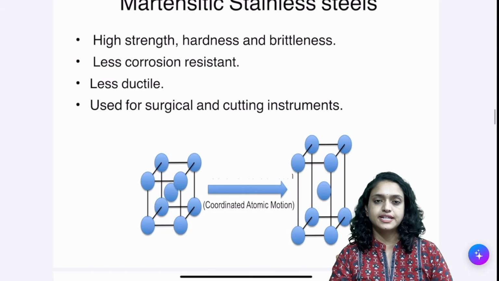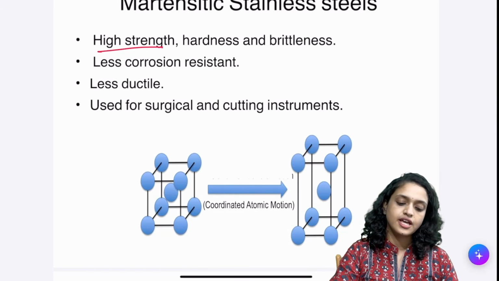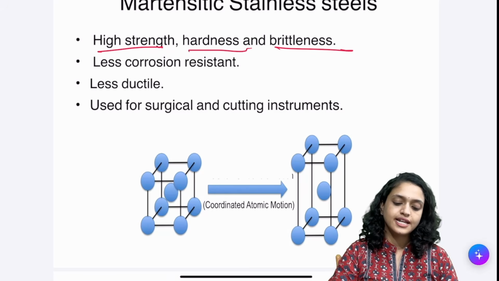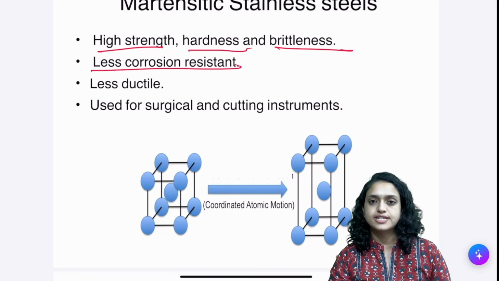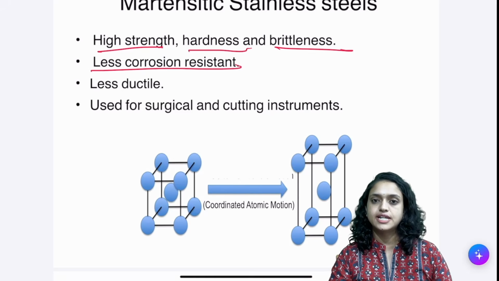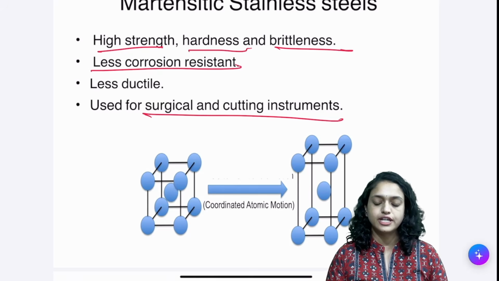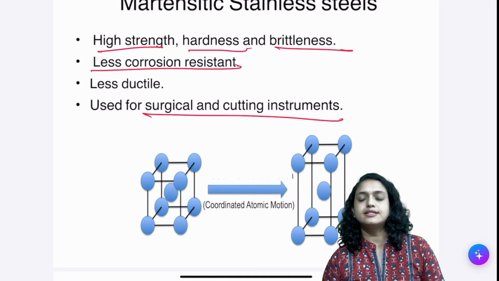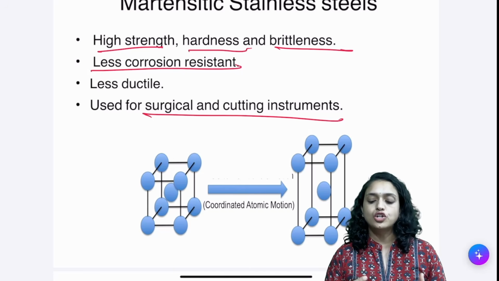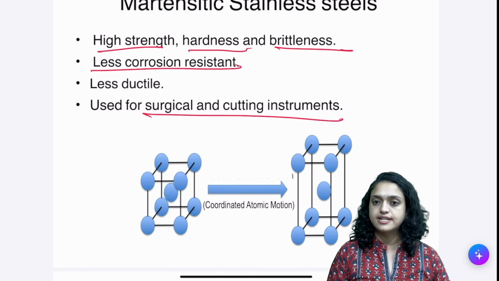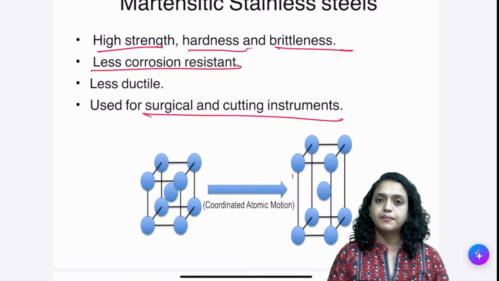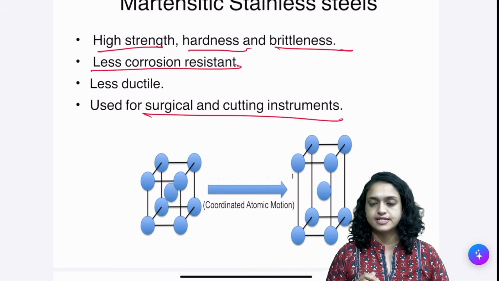Coming to martensitic stainless steel, it has high strength, hardness and brittleness. It is slightly less corrosion resistant compared to austenitic stainless steel, and it is usually used for making surgical and cutting instruments. So orthodontic materials like arch wires are made using austenitic stainless steel, and the pliers and cutting instruments are made of martensitic stainless steel.